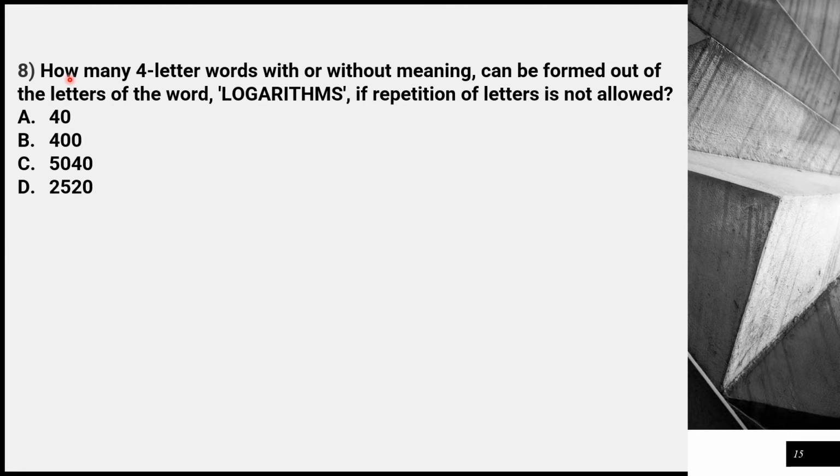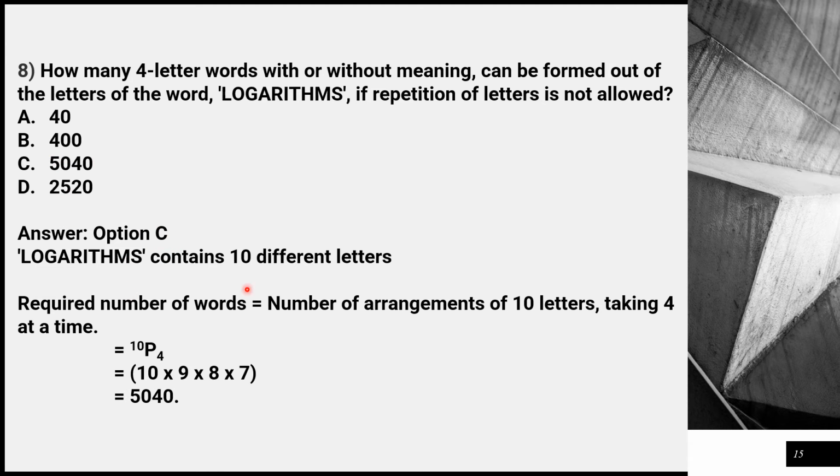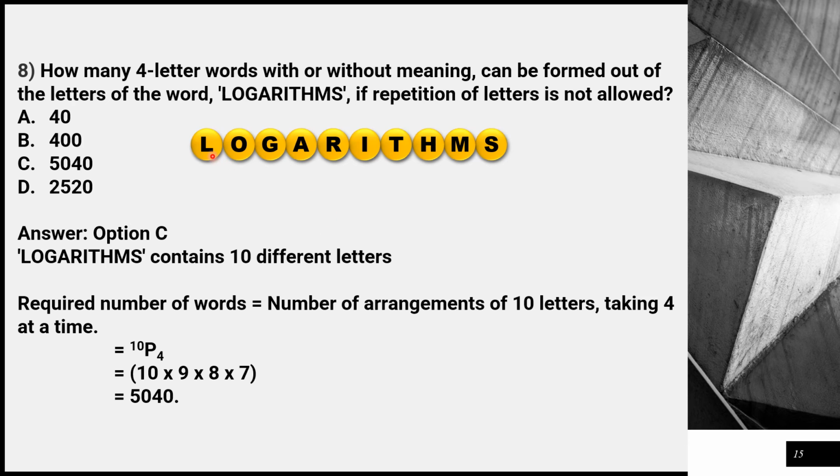So the next question is, how many 4-letter words with or without meaning can be formed out of the letters of the word LOGARITHMS if repetition of letters is not allowed? So here are the options. The answer is option C. It is simple. You can see LOGARITHMS contains 10 letters, right? Out of which they are asking for 4-letter words. So out of 10, 4-letter words are chosen. With or without meaning means 10P4, the total number of arrangements of letters. So it gives 10 into 9 into 8 into 7, that is 5040. So the option is C.